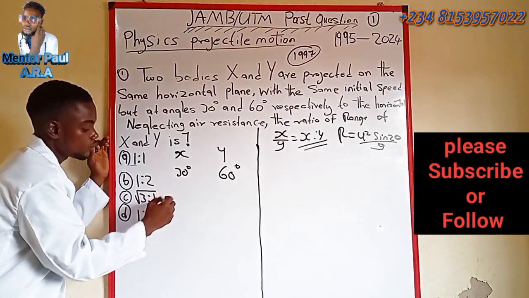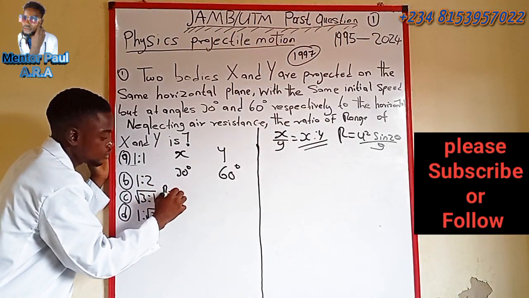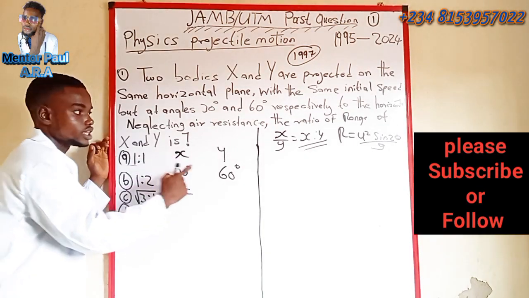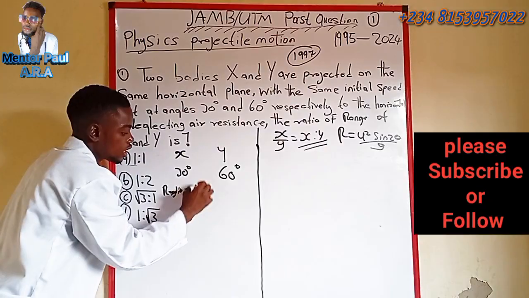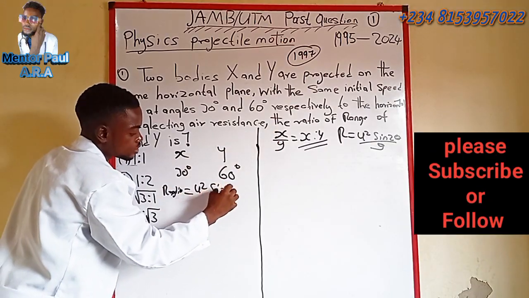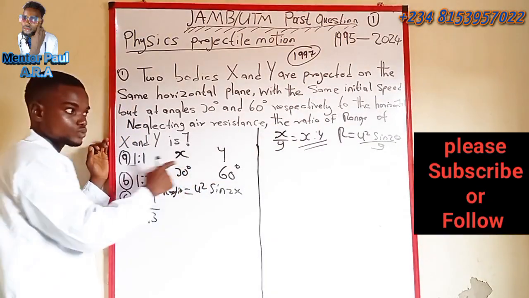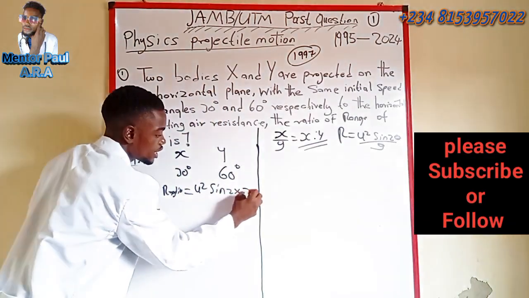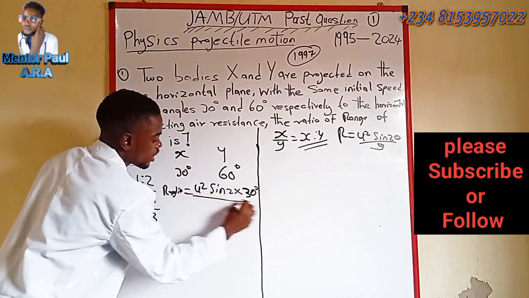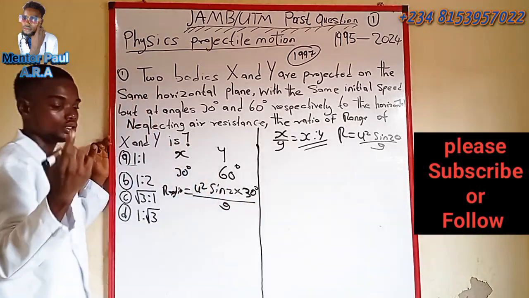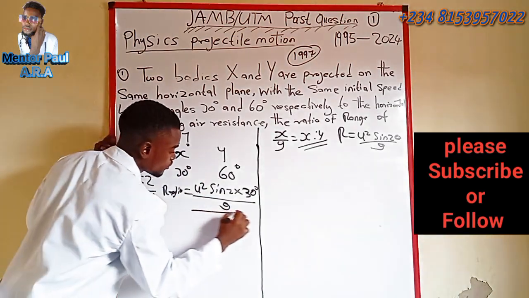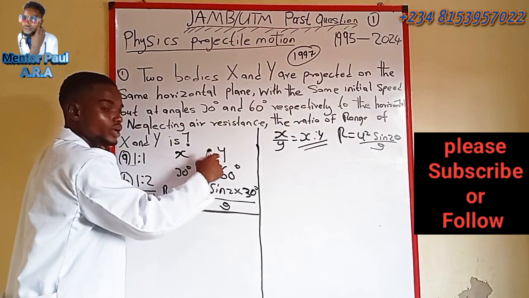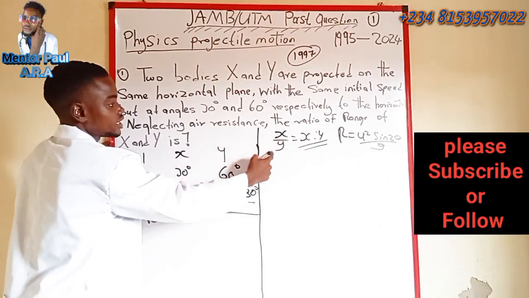Now, what are we going to do? Therefore, the ratio equals, we substitute the range of X, which is U square sine 2 multiplied by the angle of projection, 30 degrees, divided by G, which is unknown. And also we have to divide it again, because we're looking for the ratio, by the range of Y, just like I said.